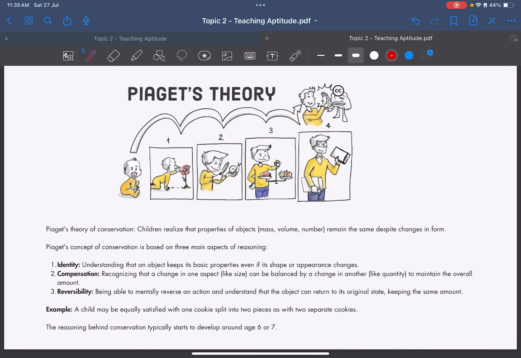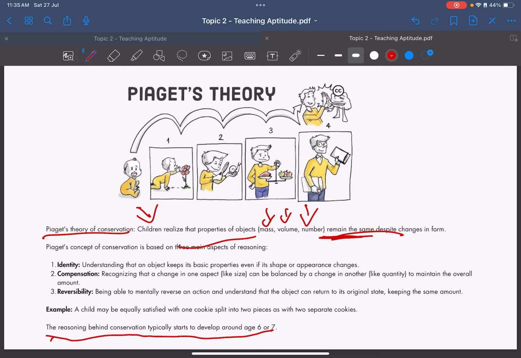Alright, now let's learn about Jean Piaget's theory of conservation, which says that children realize the properties of objects, mass, volume, and number remain the same despite changes in form. He gave an example of a cookie to demonstrate the same, and the reasoning behind conservation typically starts around the age of 6 or 7. So, a child who has not developed the reasoning behind conservation might not be able to tell between a cookie split into two and two different cookies, because he's not able to figure out the difference between mass, volume, and number.